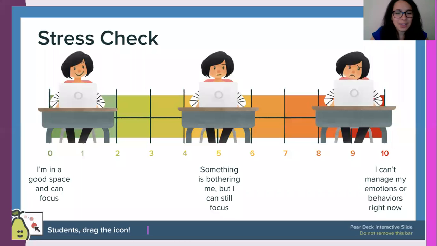Okay, so it seems like, oh, I see a 10. A 10 means you can manage your emotions and behaviors. I wouldn't say you're a 10 if you're tired, but hey, I get what you mean.